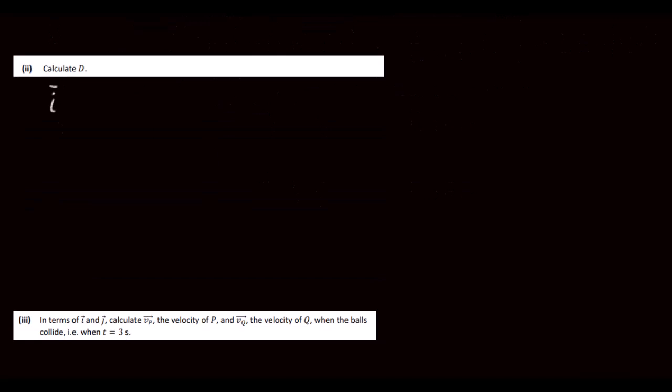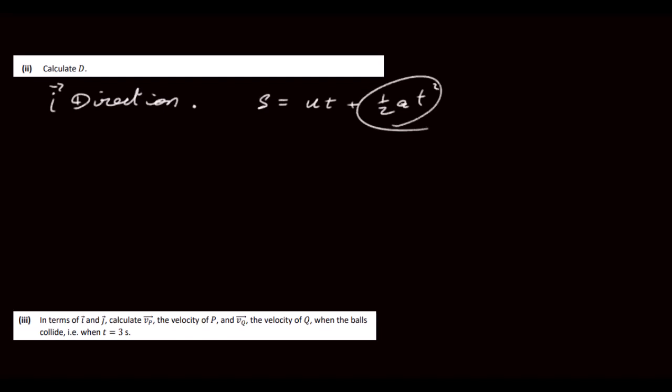We're only looking at the I direction now, and we're going to look at s equals ut plus half at squared. Because the spheres are traveling in the I direction, there's no acceleration due to gravity that we need to take into account. So this part here will just be 0, and really we're just looking at s equals ut. We're going to add the two distances that both the spheres travel, and that'll give us our d.